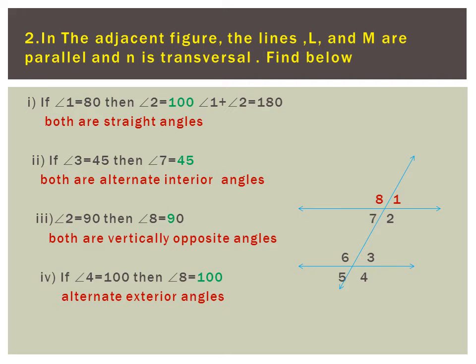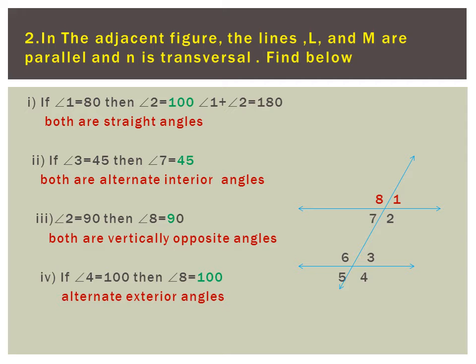Then second problem: in the adjacent figure the lines L and M are parallel and N is a transversal. Find the following. Using the transversal property and parallel lines, we have to solve this problem. Lines L and M are parallel. First, if angle 1 is equal to 80, then what about angle 2? Angle 2 is equal to 100 degrees, because angles 1 and 2 are on a straight line. So 1 plus 2 is equal to 180. So 1 is 80, then automatically 2 is equal to 100.